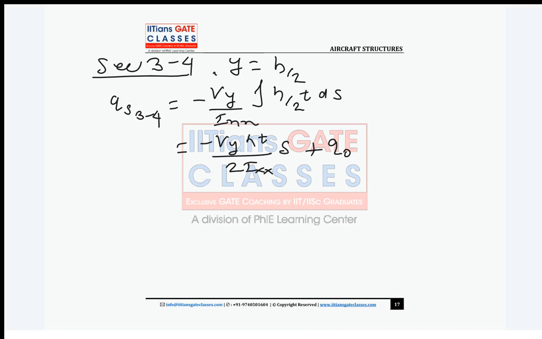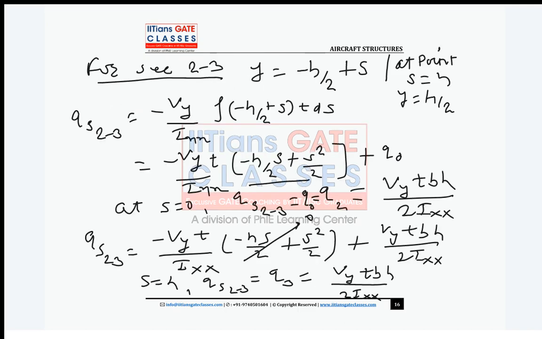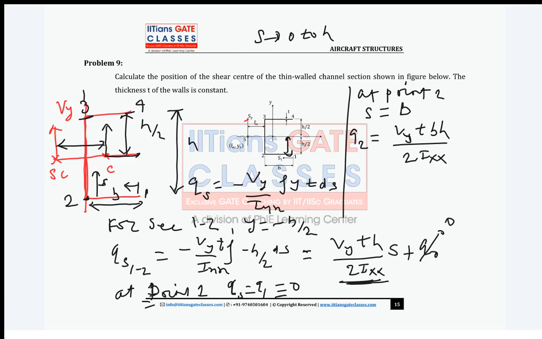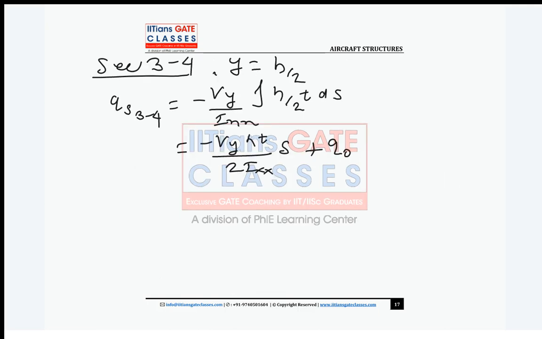Now how will you find constant q naught? When your s equal to 0. How is your s varying guys? For 3 to 4, it is like this, right? Now when s equal to 0, what is the QS 3 to 4 guys? At s equal to 0, your QS 3 to 4 is Q3. So Q3 will become Q naught.